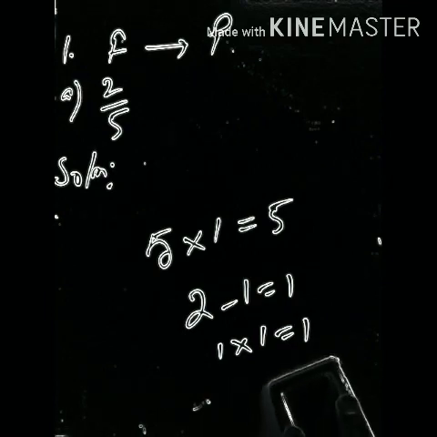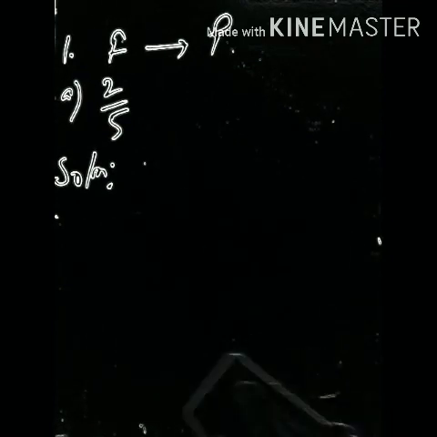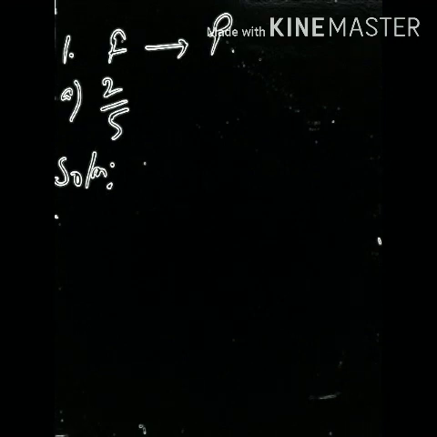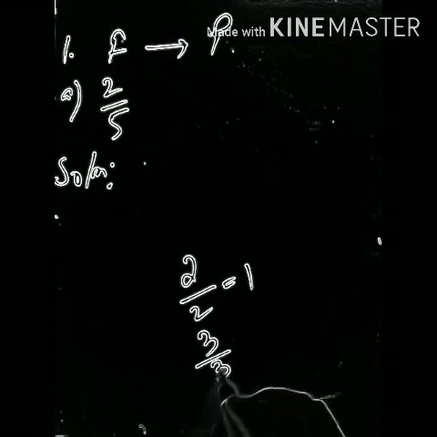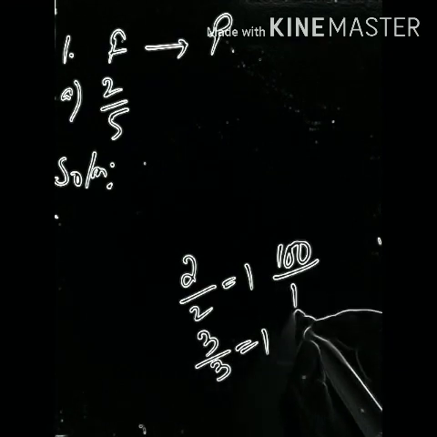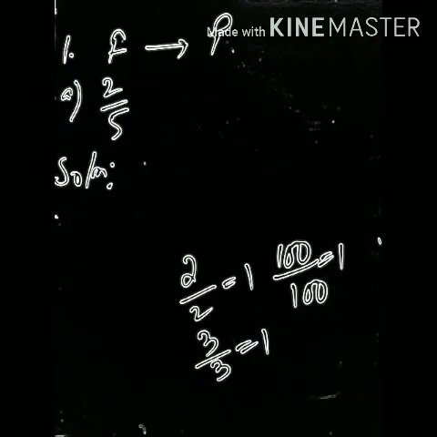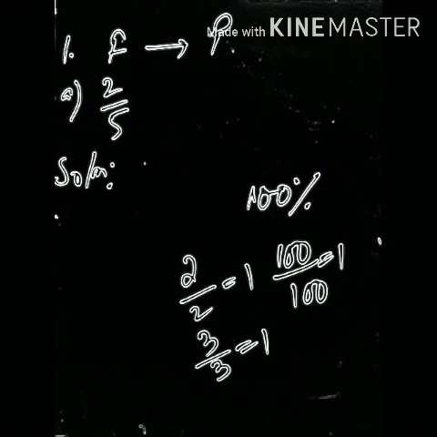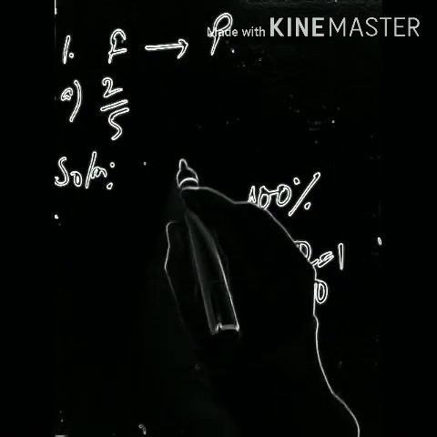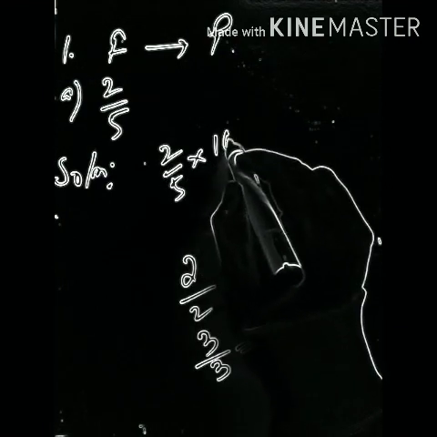But if we talk in terms of division, if a number is divided by the number itself, I mean if 2 is divided by 2, you'll be getting 1. 3 divided by 3, you'll be getting 1. 100 divided by 100, you'll be getting 1. So 100 divided by 100 is equal to 1. At the same time, 100 by 100 can be written as 100%. So when a number is multiplied by 100%, you will get the same number only. 2 by 5 into 100%.